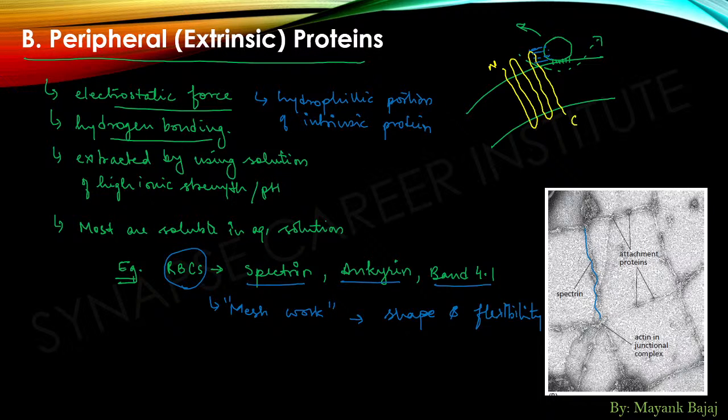And band 4.1 has a gene. We have one gene which codes for band 4.1. The name of the gene is EPB41. The gene which encodes band 4.1 is EPB41. All three help in providing shape and flexibility to the plasma membrane of the RBCs, right?